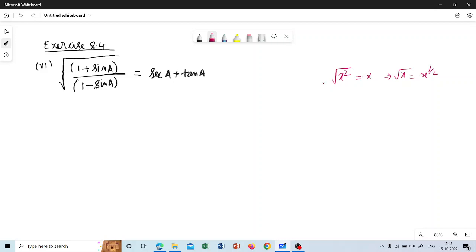So if you think for a few moments wisely and try to analyze how to get the square term in the numerator as well as the denominator, what happens if I multiply? Consider if I want to multiply by 1 minus sine A in numerator and denominator inside the square root. So what will happen? The denominator will become 1 minus sine square A and the numerator will become (1 minus sine A) whole square.